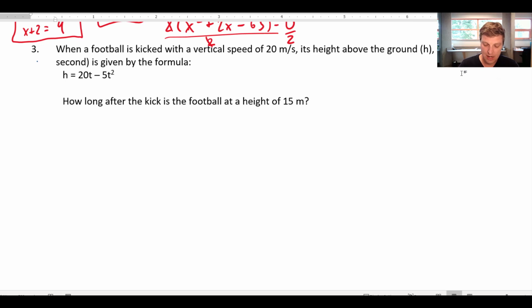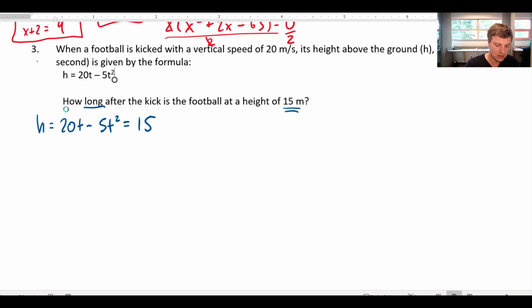Its height above the ground, h, after time, t, in seconds, is given by the formula h equals 20t minus 5t squared. How long after the kick is the football at a height of 15 meters? So if I know h, the height is going to be 20t minus 5t squared, how long, as in what is the time, when the football is 15 meters up? Well, that is when this whole thing equals 15. So when the height equals 15.